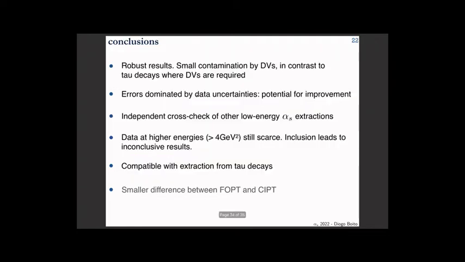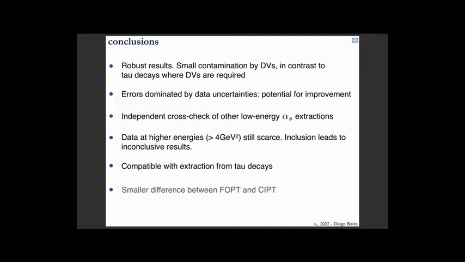So the conclusion is the following. The results that we get from A plus and minus are robust. They have a small contamination from duality violations because we can go to higher energies. The errors are dominated by the data errors, which is in principle good because you could, in principle, reduce this error. It's not completely clear that we're going to have data that is much better, but you could, in principle, improve it. We have then an independent cross-check. This is a very independent cross-check of the tau measurements because the data is completely uncorrelated.